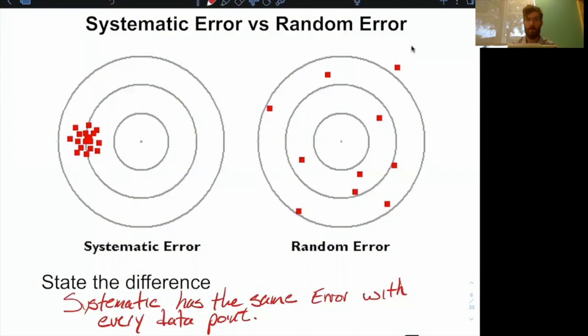So here we can see, ladies and gents, that systematic error has the same error with every data point. It is the same consistent issue with each data point. They are all to the left, right? Random error is just that. Each data point is experiencing a new interaction that's messing with the data.